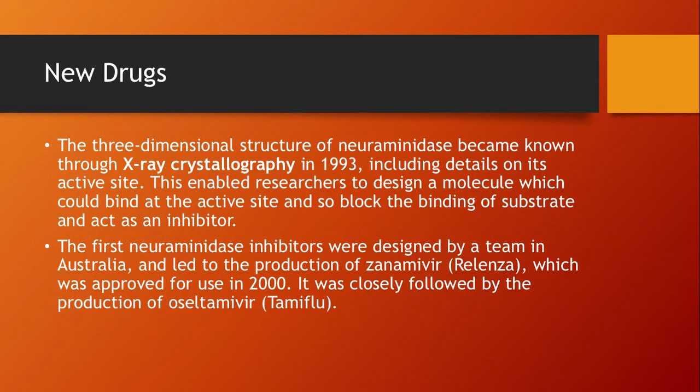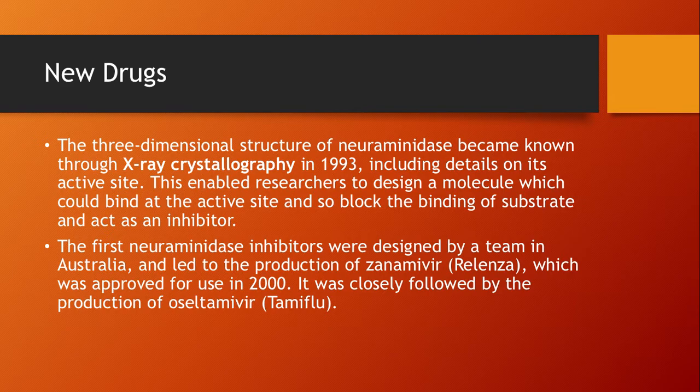So let's talk about the drugs that have been used to target this neuraminidase. The 3D structure of neuraminidase became known through X-ray crystallography in the early 1990s, and it included details on its active site. By knowing this, researchers were able to design molecules which could bind at the active site and so block the binding of substrate and act as an inhibitor.